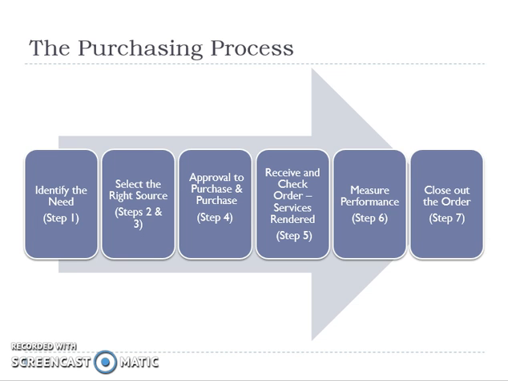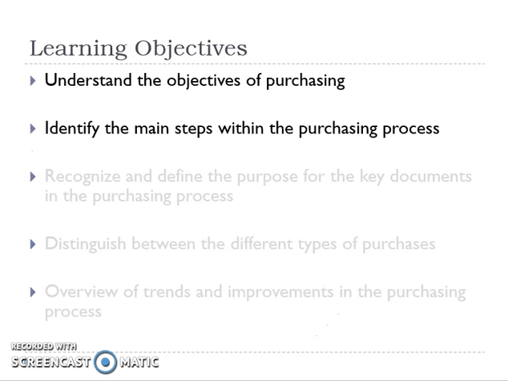All right, so that's part 1. Let's make sure we covered everything. We have the objectives of purchasing, which I hope you wrote down. You will see it again, but it doesn't hurt to write it down. Then the main steps within the purchasing process and why we do them.